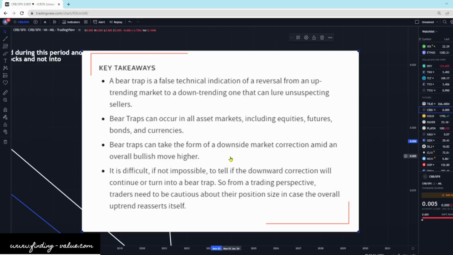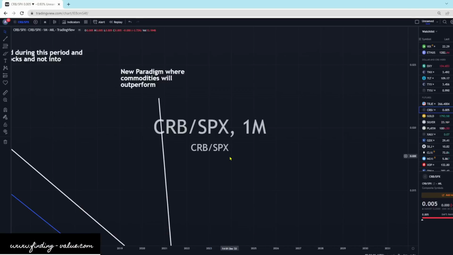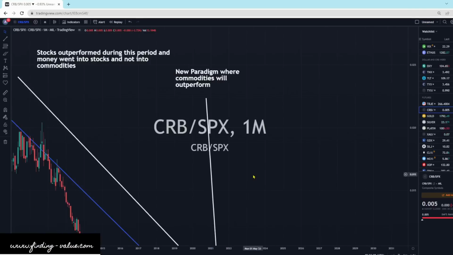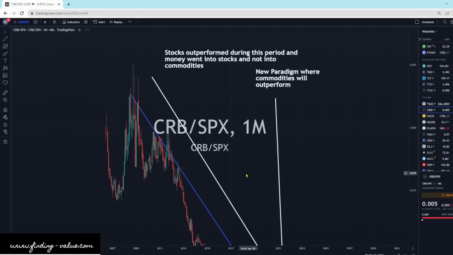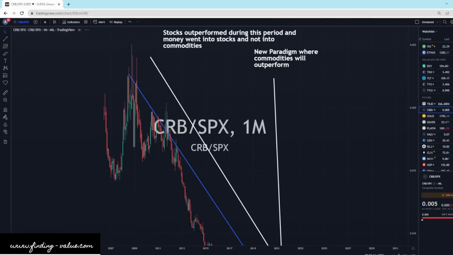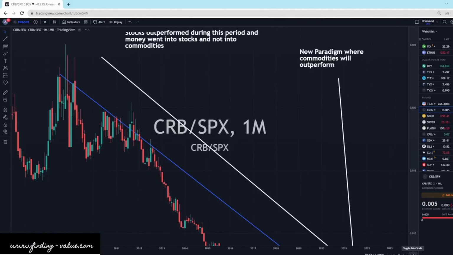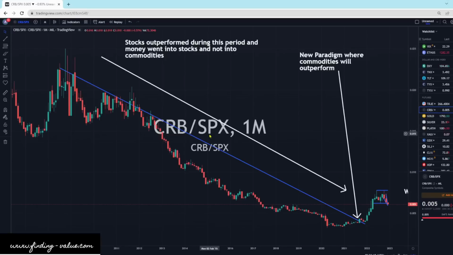And you can have cyclical pullbacks in big secular trends. Secular is long term. So you could have a down year in a gigantic bull market of commodities. So I'm going to pull up this CRB to S&P 500 ratio. This is the commodities divided by the Standard & Poor 500.